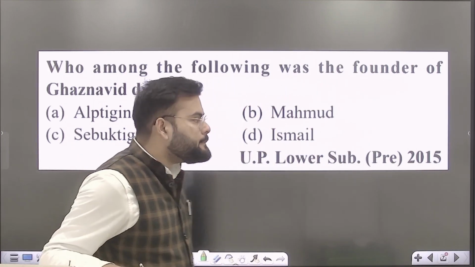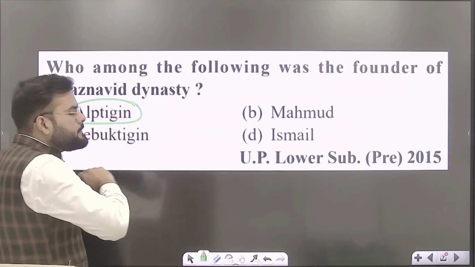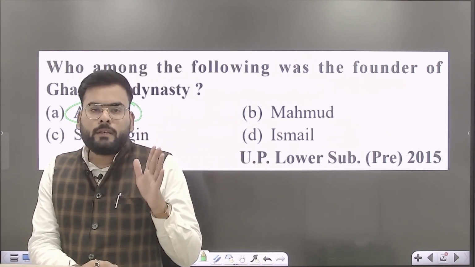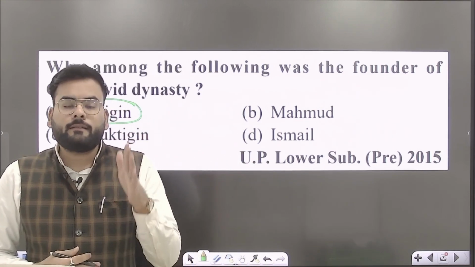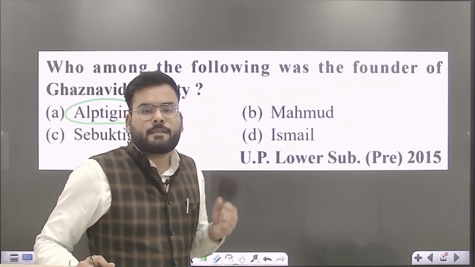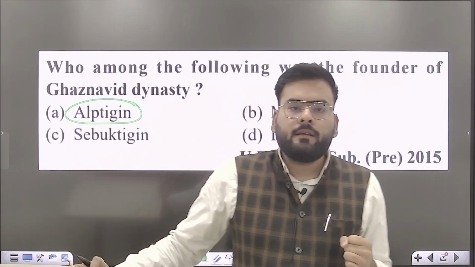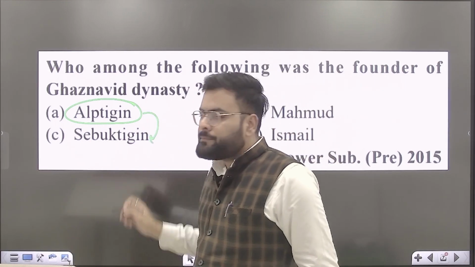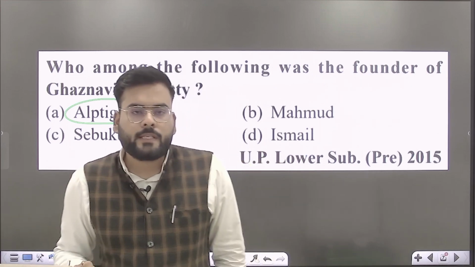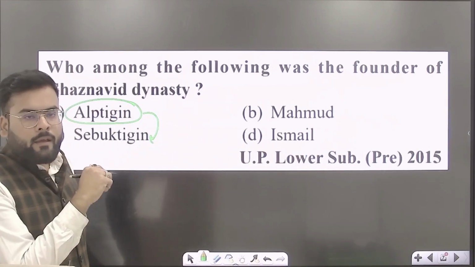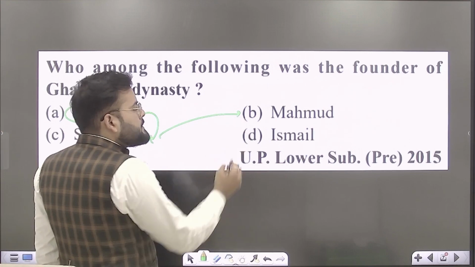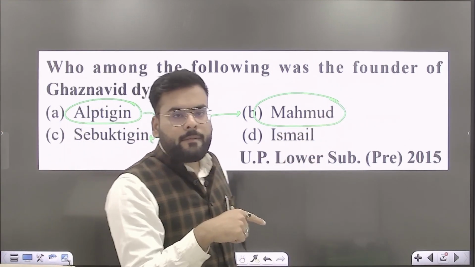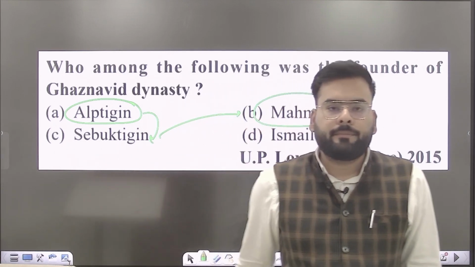Remember my point, Alaptagin is considered the founder of this dynasty, because Alaptagin was the person who separated Ghazni from Safavids and founded a new dynasty whose capital was Ghazni. And he was succeeded by Subuktigin, his own Turkish slave. A slave was very common at that time. And then Subuktigin's son Mahmud succeeded him, and he was responsible for invading India 17 times, as we studied earlier in the last question, right?